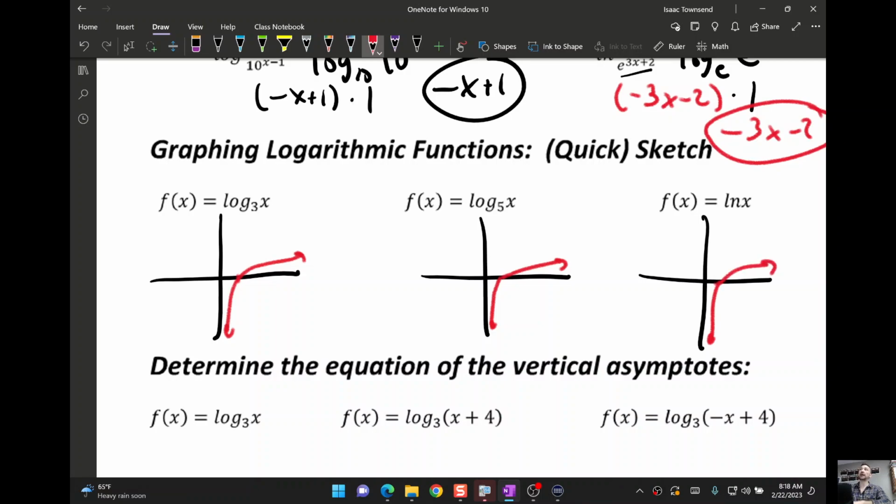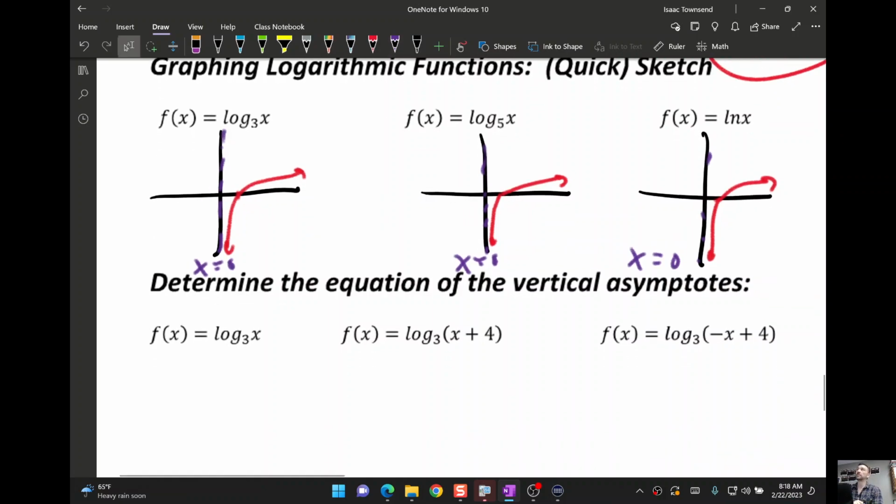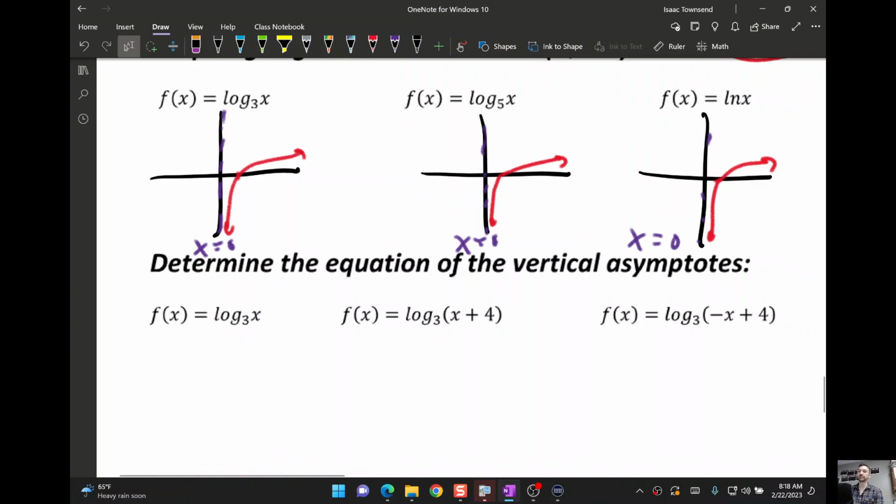They all have an x-intercept of 1. They all have the same domain. They all have a vertical asymptote right here at x equals 0. Just like exponential functions are basically the same, these are basically the same. All that changes is how quickly this one shoots to the right and how quickly they hug up to the y-axis. But for a quick sketch, all logarithmic functions, if you don't have any transformations, basically look the same.